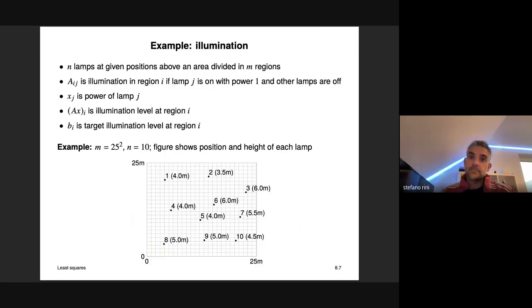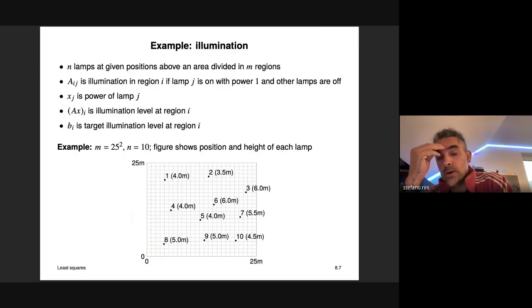Okay. Another nice example is the illumination example. So we are given n lamps at a certain position above an area of n regions. And Aij is the illumination in region i if lamp j is on with power 1 and the other lamps are off. xj is the power of the lamp j, and (Ax)i is the illumination over region i, and bi is the target illumination over all the regions. Okay, so you have this area, you have multiple lamps, you can decide the power of each lamp. The power determines the illumination, and so you want to have a certain illumination of all of the area.